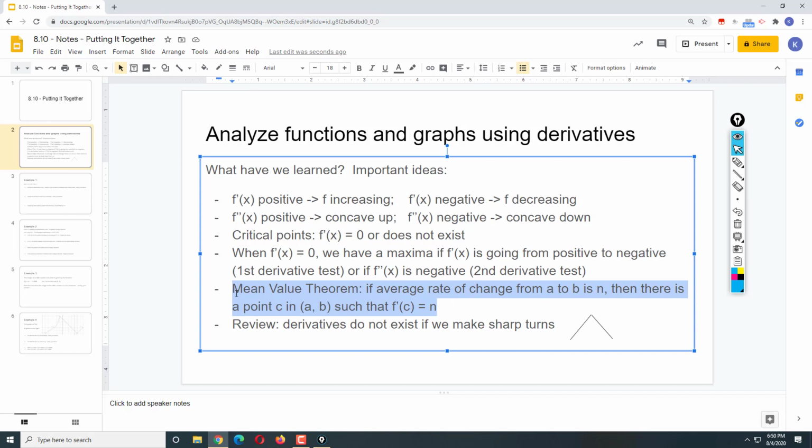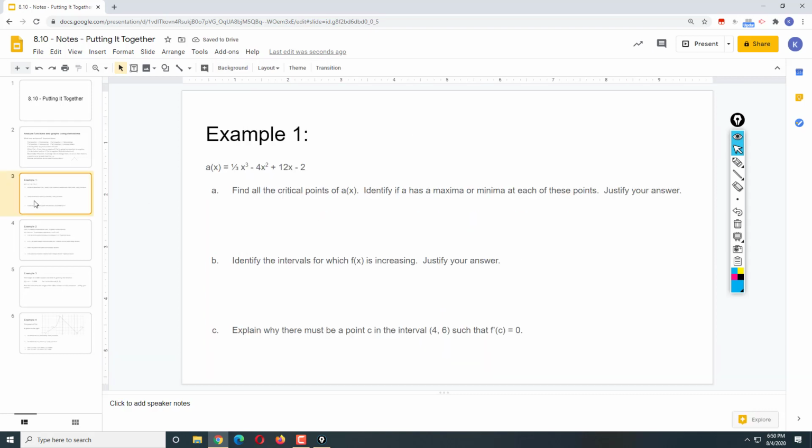The mean value theorem tells us that if the average rate of change in an interval is some number, say 3, there is some point in that interval such that the slope is exactly 3. Finally, review from before, derivatives do not exist if we make sharp turns. So at the point where we make sharp turns, the derivative does not exist. Okay, let's look at some examples.